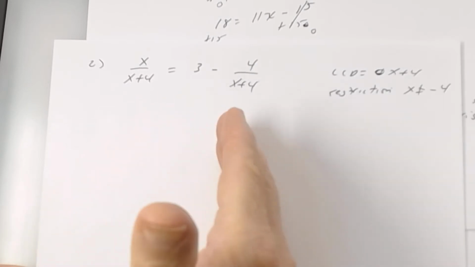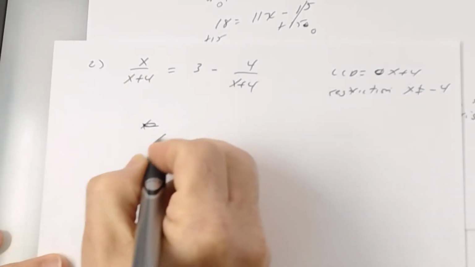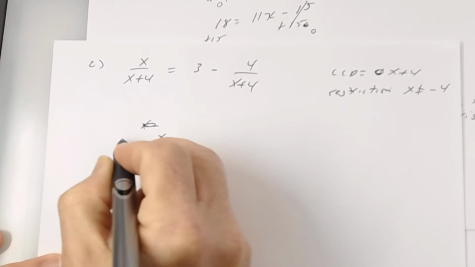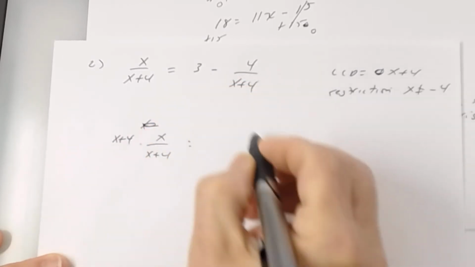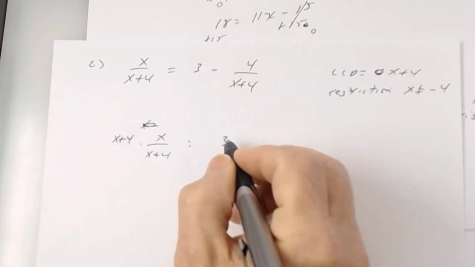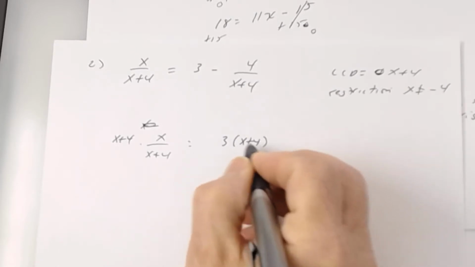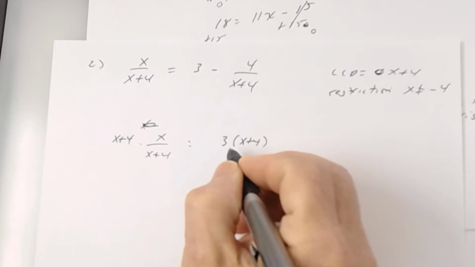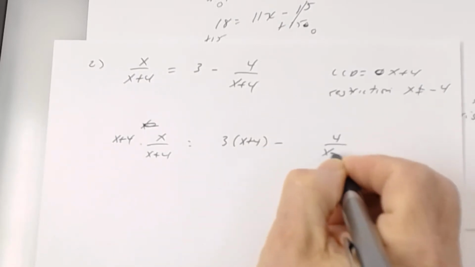So when I multiply every term by the LCD, I'm going to write this one over. That has to be multiplied by what? X plus 4, the LCD, equal. I'm going to write this one. That has to be multiplied by what? X plus 4. But I'm going to put that in parentheses, and the reason is because this x and the 4 has to both be multiplied by what? By 3. Minus, and then 4 divided by x plus 4 times what?